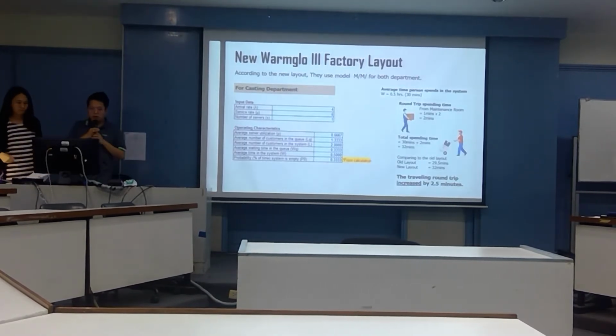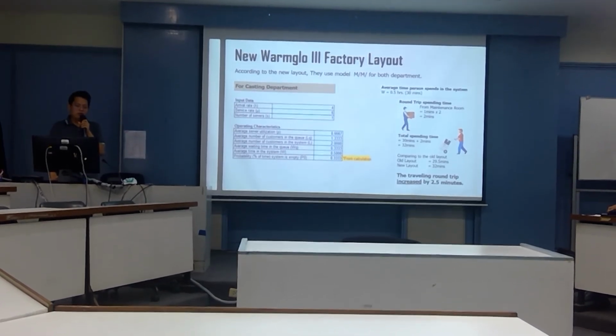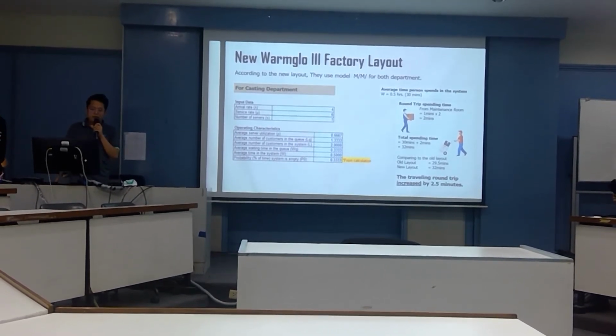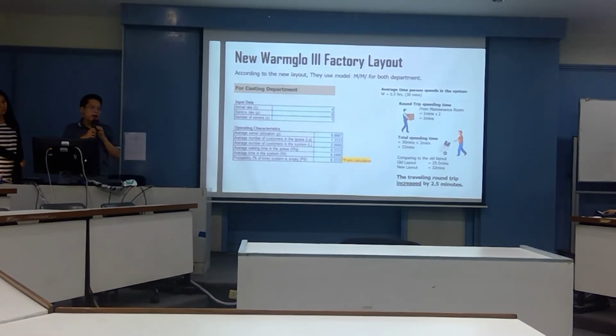Okay, now let's look at the calculation of the new factory layout. As we see, after calculating, the average time per person spent in the system is around 30 minutes for the casting department, and the round trip from the maintenance room forward and back will be around 2 minutes. So the total time spent is 32 minutes. If we compare to the old layout, which is 29.5 minutes, the round trip time is increased by 2.5 minutes.